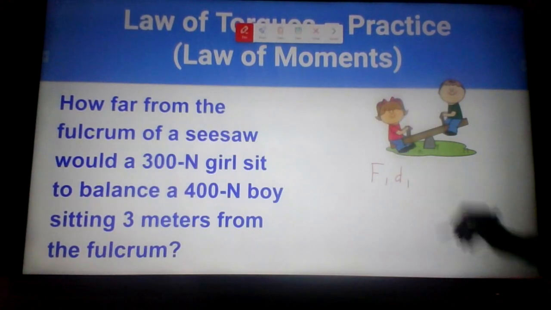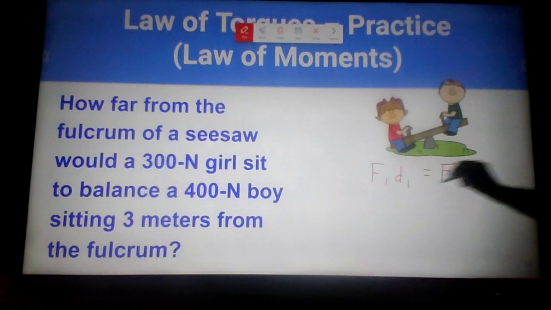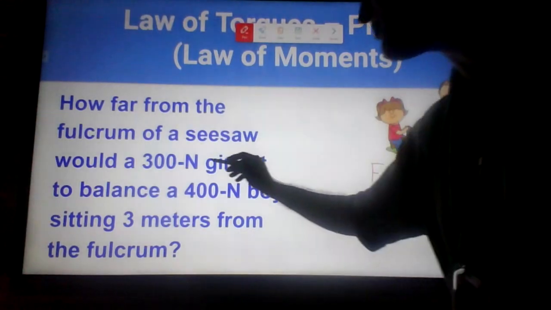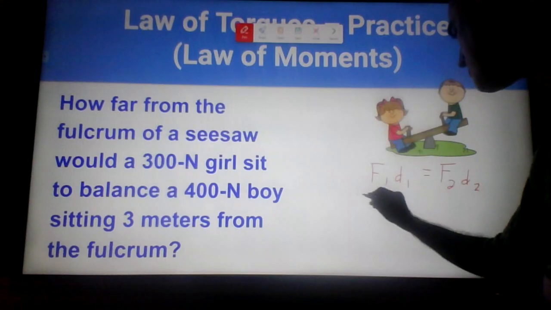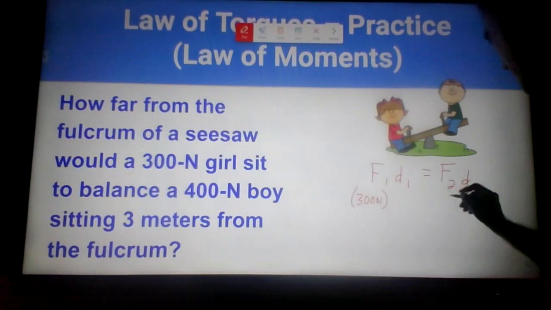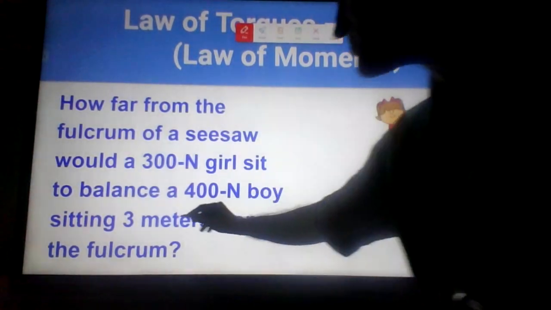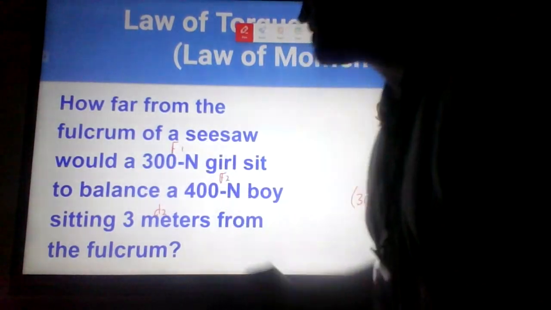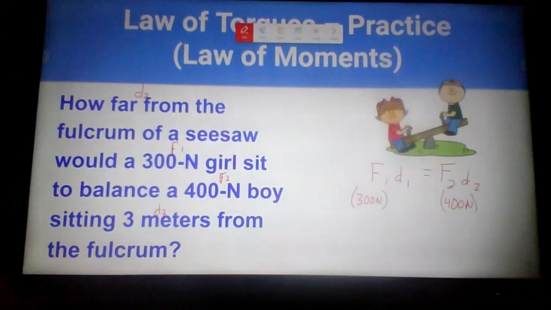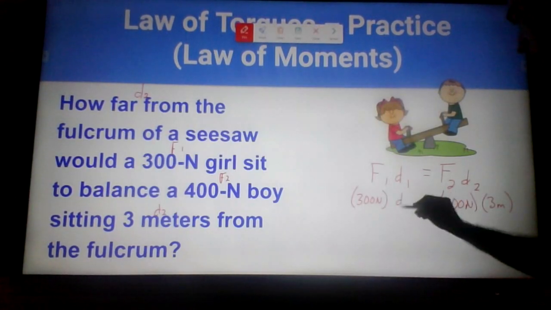F1, D1. Now, it doesn't have to be 1s and 2s. It can be left side, so L's and R's, or it could be girl and boy. Doesn't really matter. Now, let's fill in the numbers. We have a 300 Newton girl on one side and a 400 Newton boy on the other side. So 300 Newtons here and 400 Newtons here. The 400 Newton boy is sitting 3 meters, so that's D2. This is F2, this is F1, and we're looking for D2. He's sitting 3 meters away. Let's just do the math.